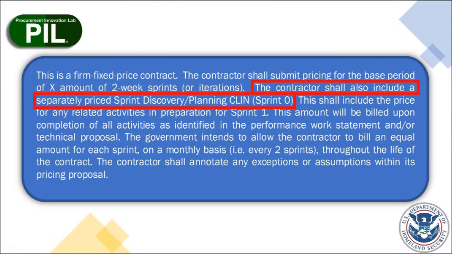Now, what if a transition-in period isn't needed and all the resources are ready to go on the contract performance start date? But maybe you just need a little time to plan and prepare for Sprint 1. Let's say you need a Sprint 0. You can consider adding similar language to what Scott just read, but state that the contractor shall also include a separately priced Sprint Discovery or Planning CLIN, that's Sprint 0.